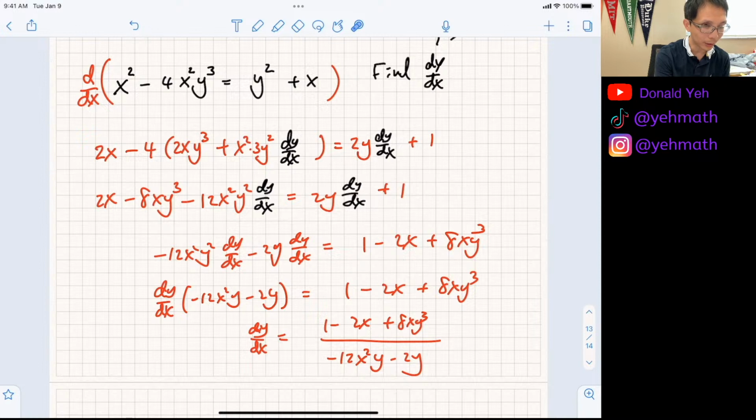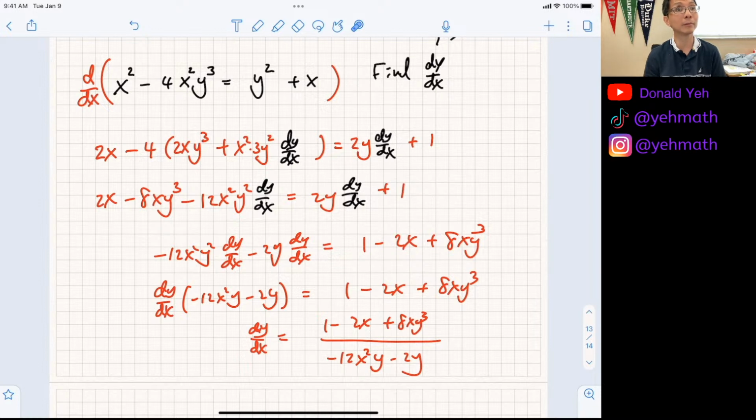Yeah. Okay, so now for the x squared here, I leave that one alone and take a derivative of y to the third, so it'll be 3y squared dy dx. And it's equal to 2y dy dx plus 1. The next part is distributing, right? And then the next part is to get the dy dx terms on the left hand side and then factor out.